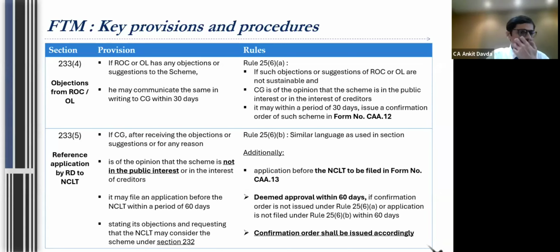Now, section 233(5) says that if RD believes that the scheme is not in the public interest or in the interest of creditors, either based on the objections or suggestions of ROC and OL or for any reason, there is a wide power again over here. So RD can have its own opinion that though ROC and OL have not raised any questions, things are not in order and it is not in the public interest to approve the scheme, or in the interest of creditors.